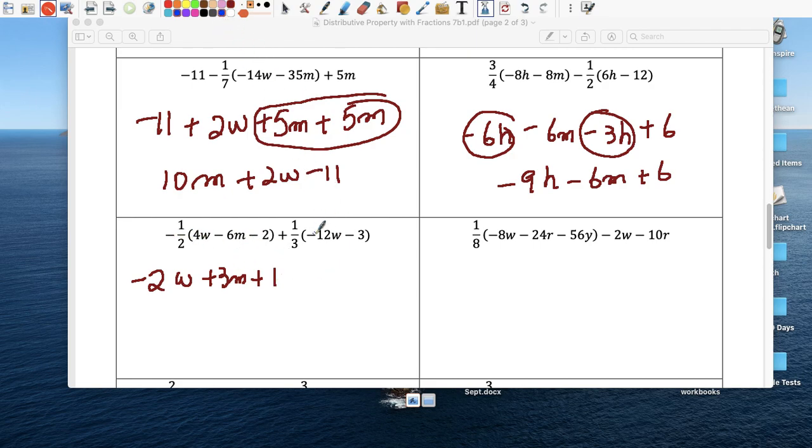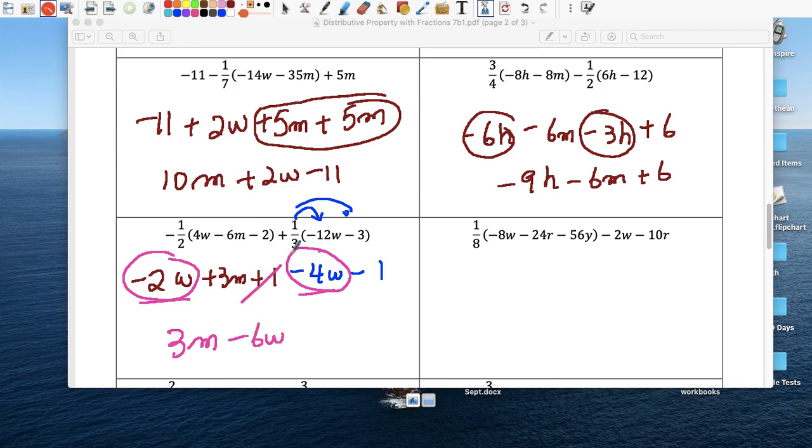Now we do this. Positive and a negative, and it's going to be negative, and 1/3 of 12 is 4w. Positive and negative is a negative, and 1/3 of 3 is just 1. Combine any like terms? Yes, there is. This guy, and this guy. So let me write 3m first. Negative 2w and negative 4w is negative 6w. And the ones cross out, becoming 0.